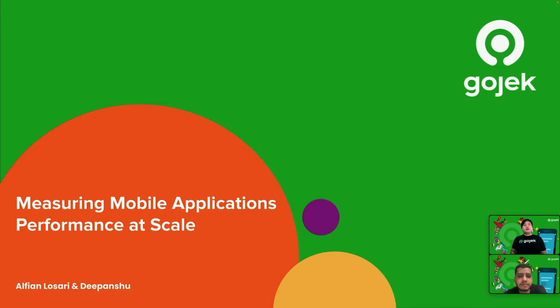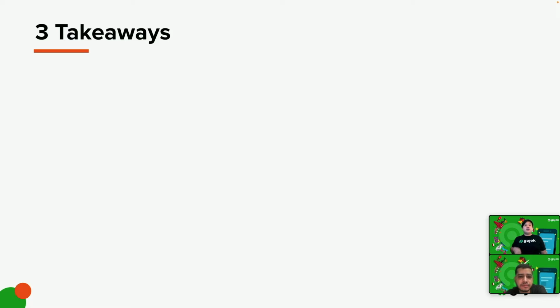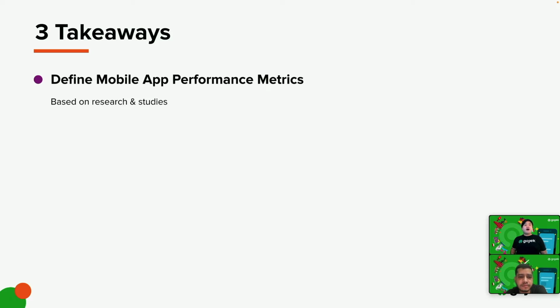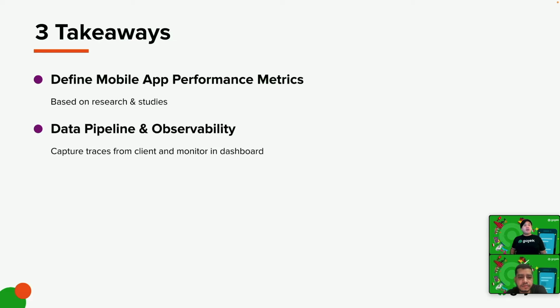Today we'll present on how we measure mobile application performance at scale. There are three key takeaways from this session. First, define mobile app performance metrics. Second, data pipeline and observability. And finally, page performance score system.